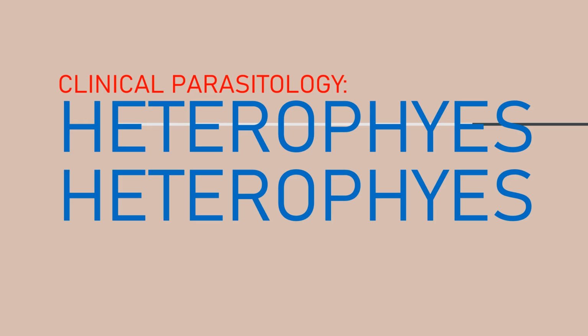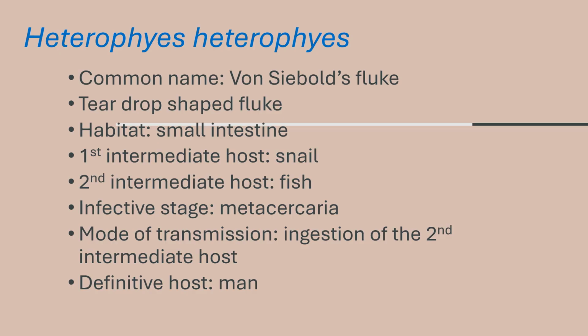Heterophyes is otherwise known as von Siebold's fluke, and also as the dwarf intestinal fluke. Again, this one is the smallest fluke of man. It is smaller than Metagonimus yokogawai. Humans become infected by ingestion of parasitized raw fish.